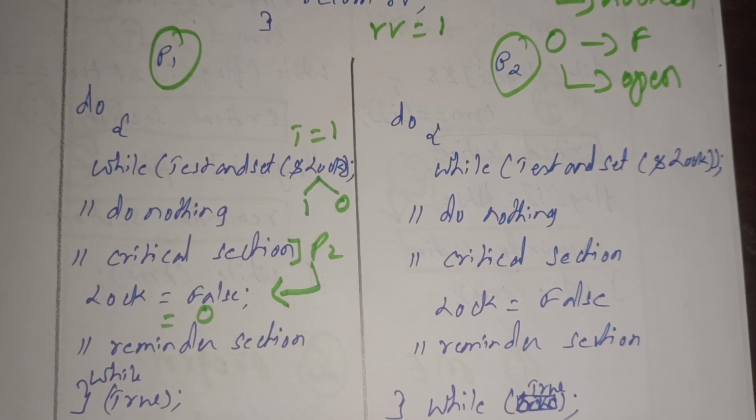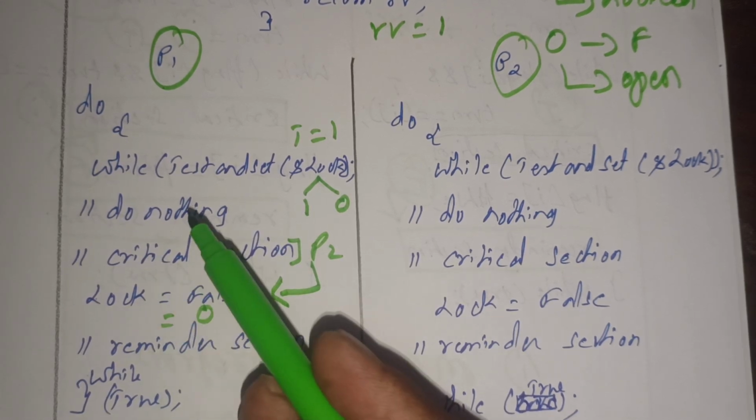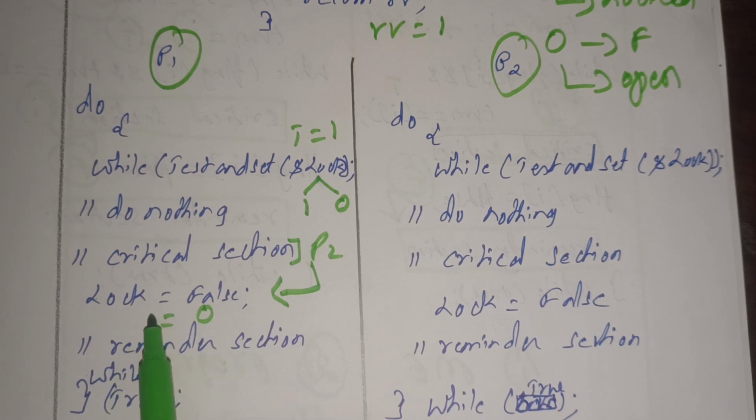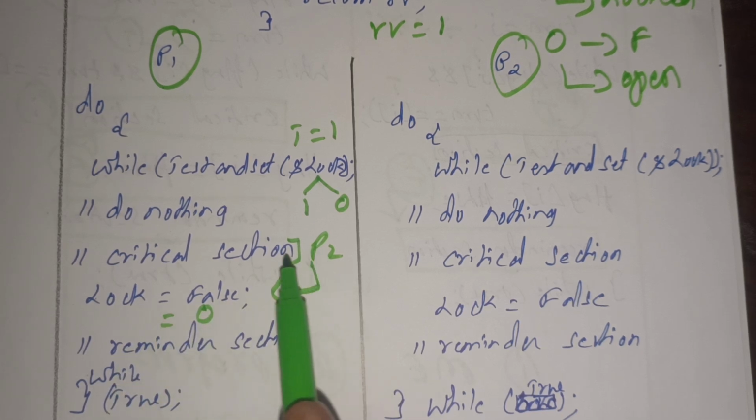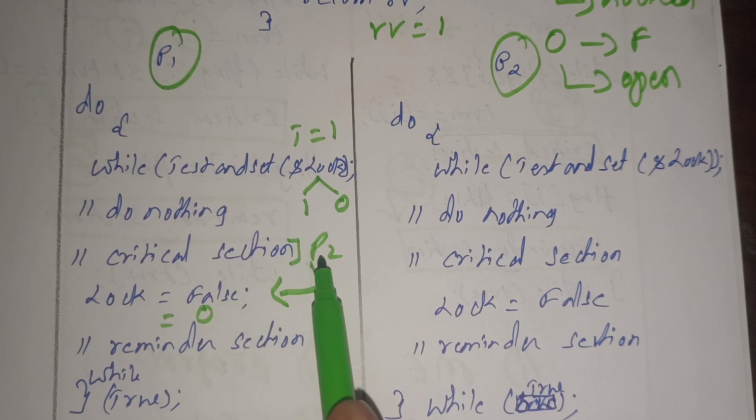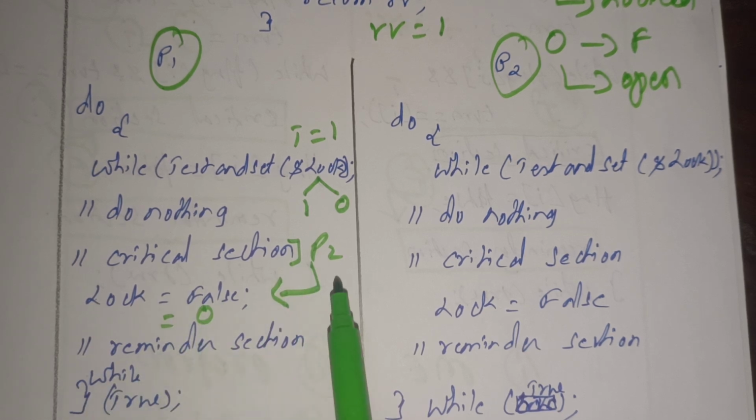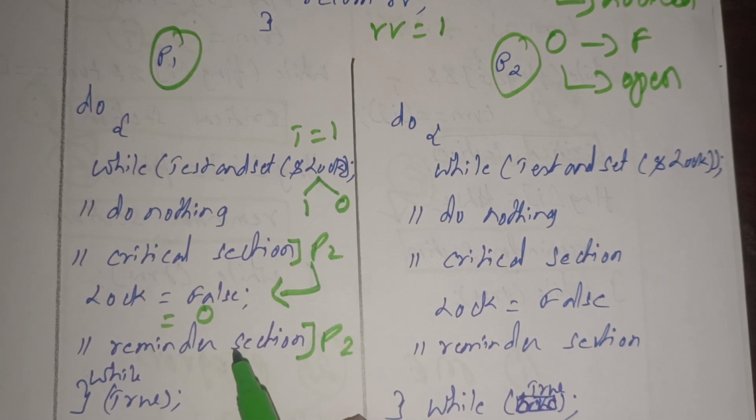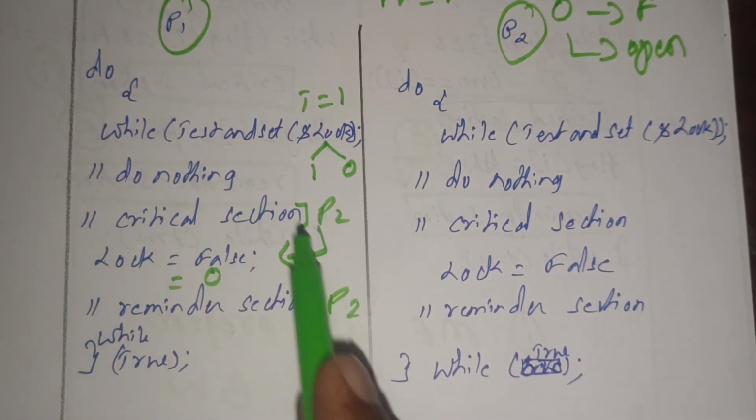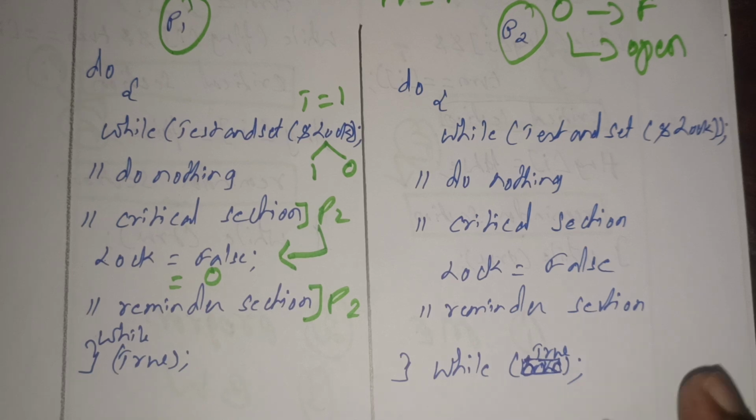If the lock is 0, the process who is waiting outside can get enter. Once process 2 completes its task, it will not hold the critical section. It will leave the critical section. That is actually the mutual exclusion, right? So it will set the lock is equal to false, and this P2 will get into the remainder section. That's it. This condition will always be executing when this value is true.